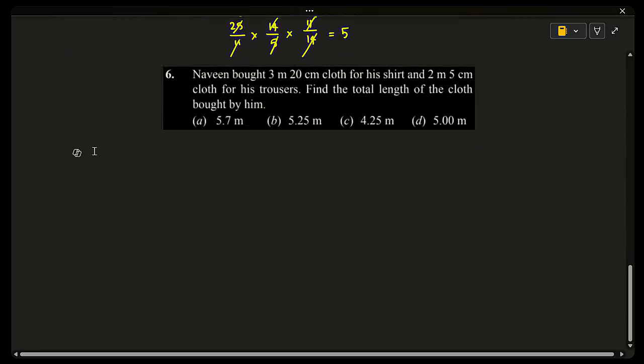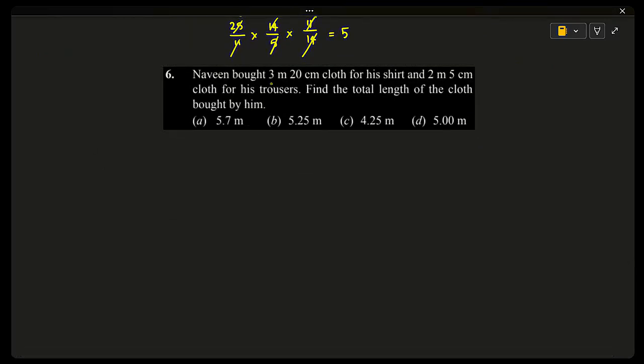Sixth question. Naveen bought 3 meters 20 centimeters cloth for his shirt, 2 meters 5 centimeters cloth for his trousers. Find the total length of the cloth bought by him. So we have to find the sum of the cloth's total length. Let me write the meter column here, the centimeter column here. For the shirt it is 3 meters 20 centimeters, and for the trousers it is 2 meters 5 centimeters. Now the total length we have to find.